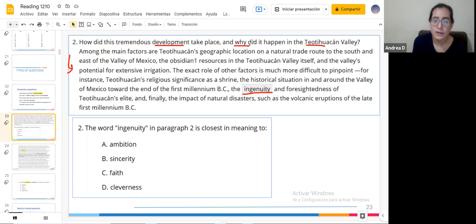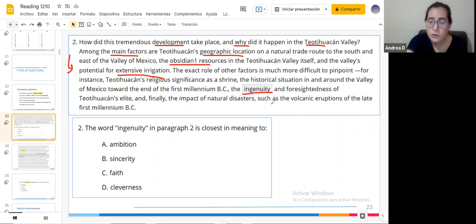So what were the factors that influenced the development of the city? And as you can see, that's explained in the first sentence. So how did this happen? How did this development happen? And why did it happen in Teotihuacan? And we have an explanation on what those factors are. So what are the factors that influence that development? We have a lot of things like Teotihuacan's geographic location, the obsidian resources, the potential for extensive irrigation, and a lot of other things, okay?